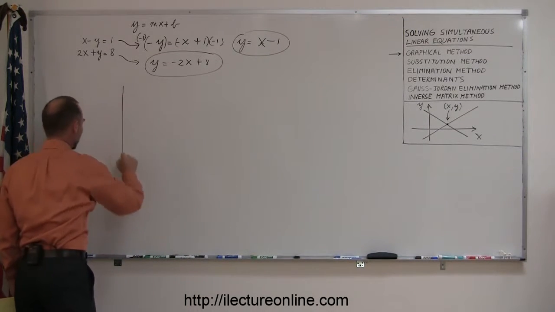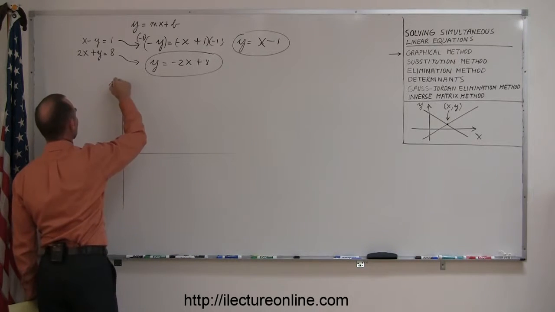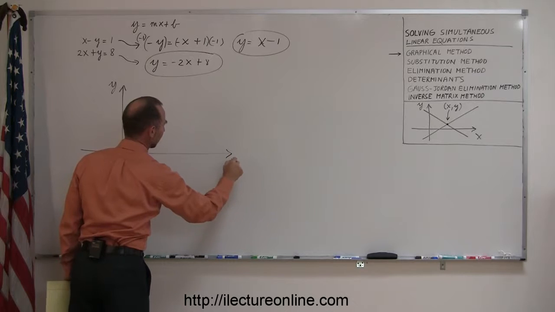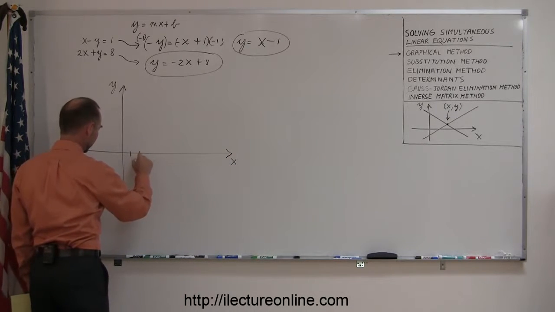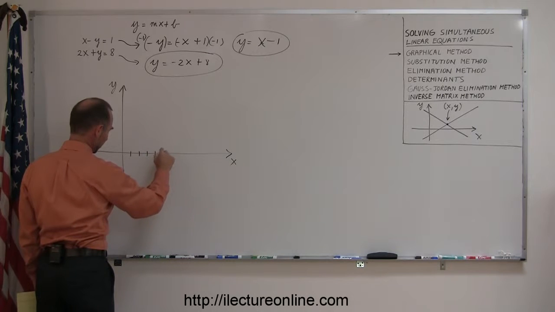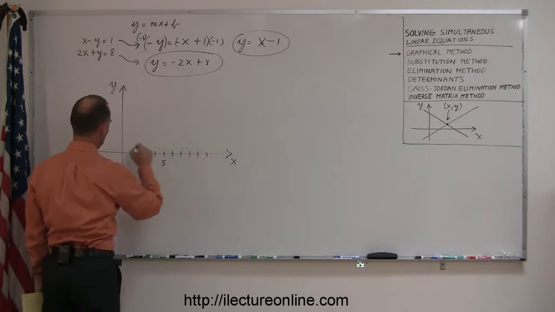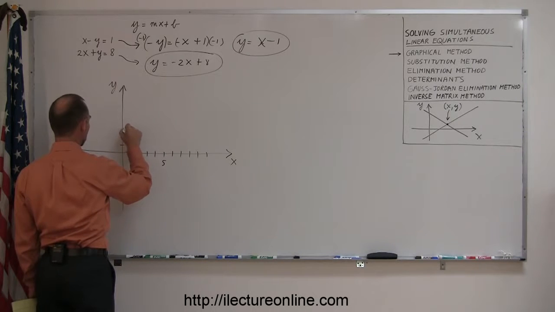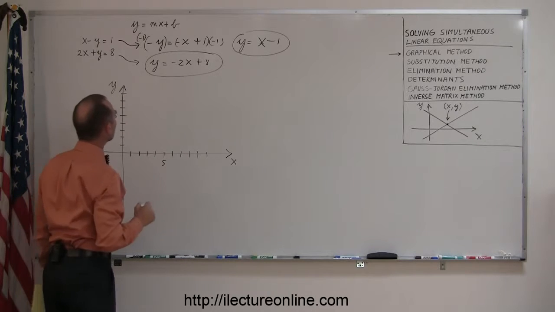So I need a coordinate system. I need an x and a y axis. Here's my y axis. There's my x axis. Then I draw a few points on there. So this is plus 1, plus 2, 3, 4, 5, 6, 7, 8, 9, 10. And here 1, 2, 3, 4, 5, 6, 7, 8. Hopefully I don't need more than that.